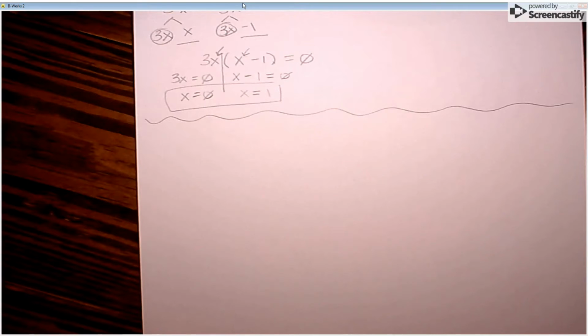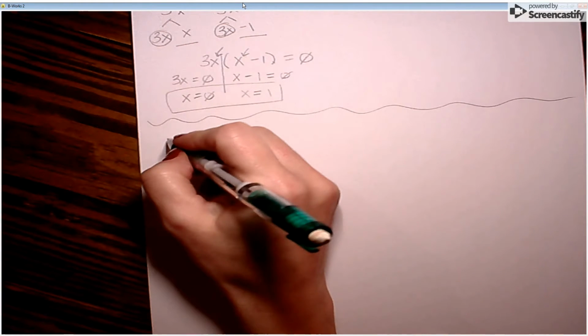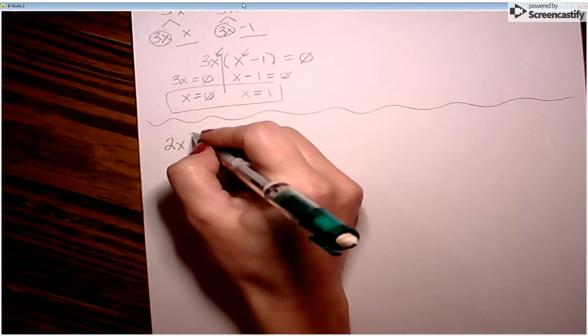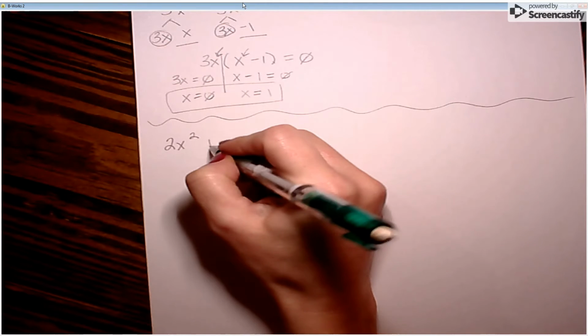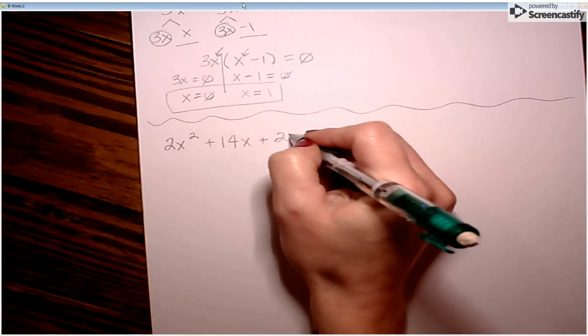If you want to put these with your notes from page 80, or you want to add these to your notes or to your practice on page 82, that's totally fine by me. We're going to look at 2x squared plus 14x plus 20. We'll look at this one first and see what happens.